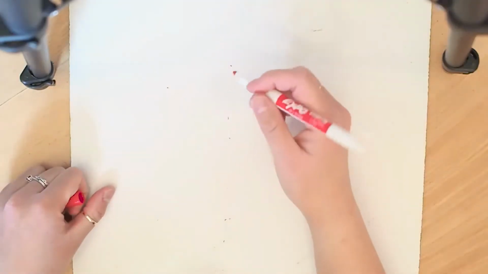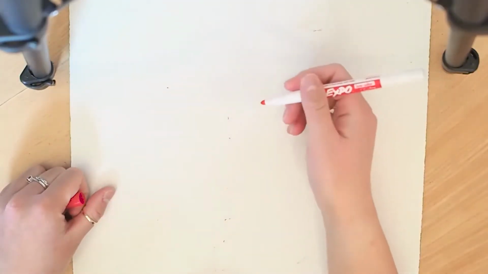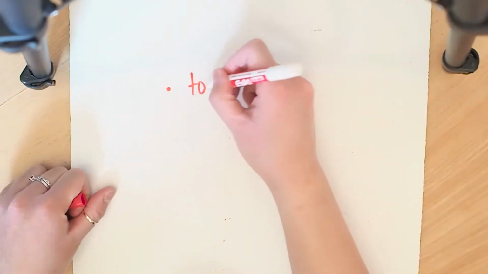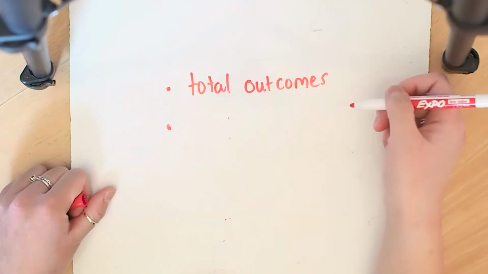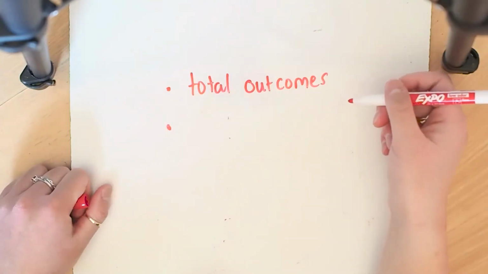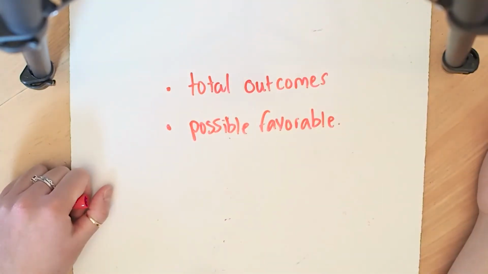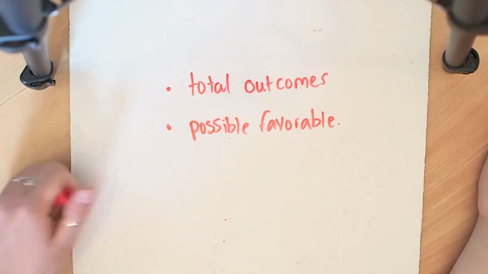So the main goals in this assignment, you're going to have to refer back to yesterday's lesson in order to find the total amount of outcomes of a compound event. You're also going to have to identify the possible favorable outcomes. It might be a little bit tricky, so you really need to be thinking about it when you're doing your work. Good luck.